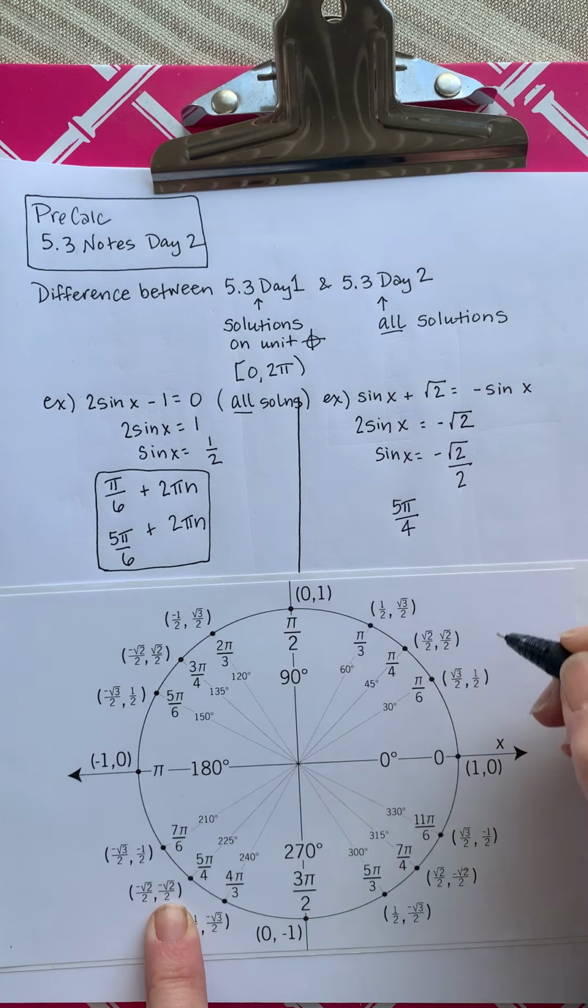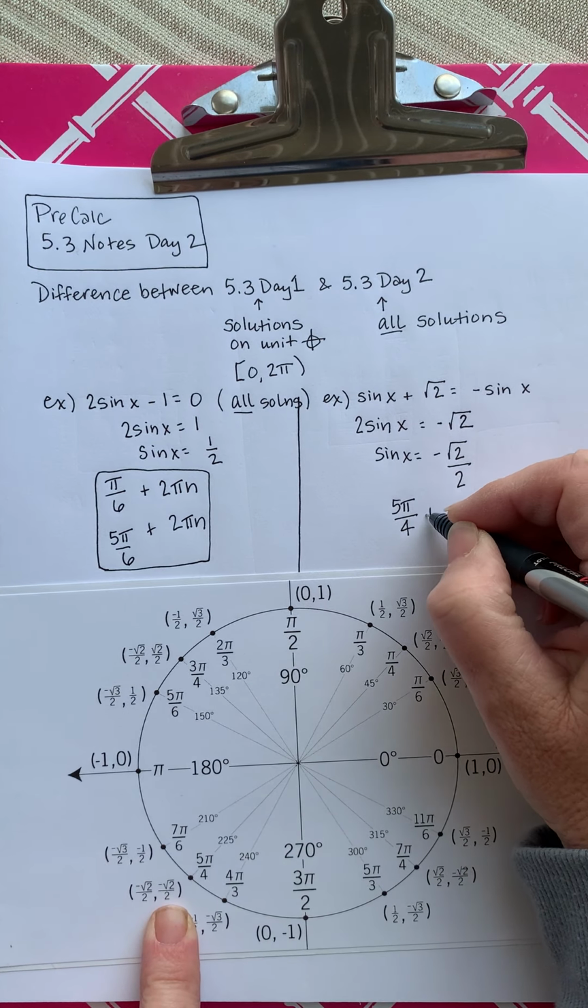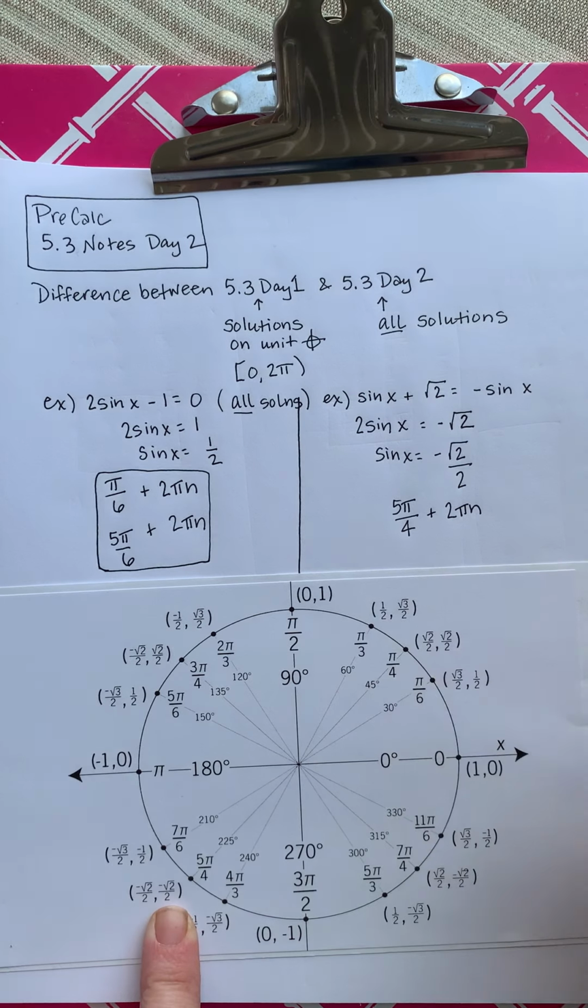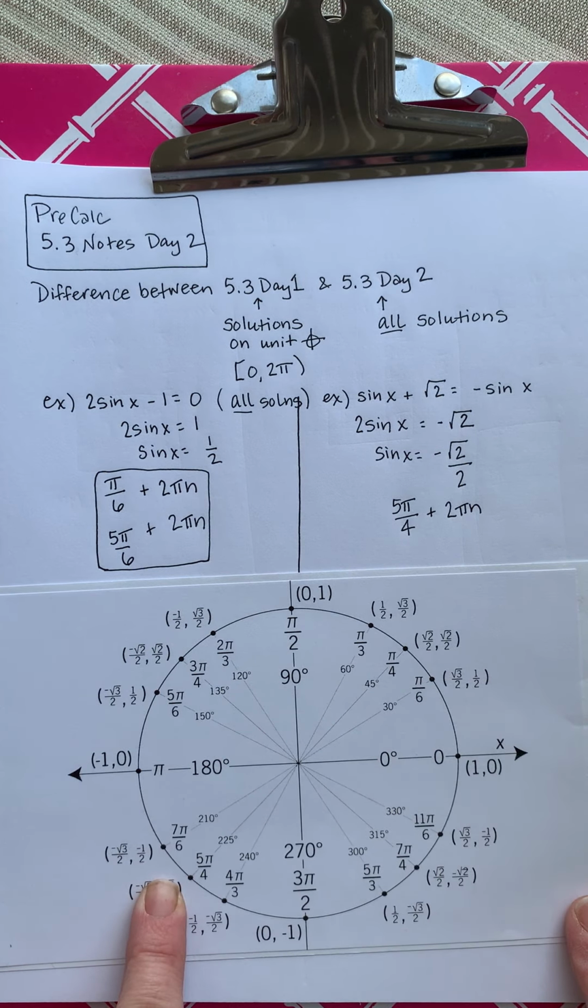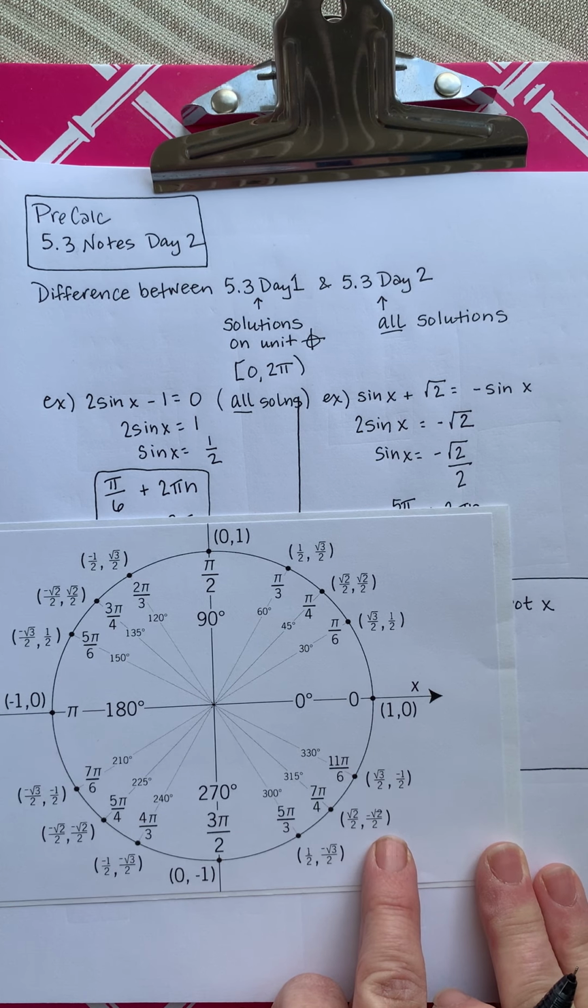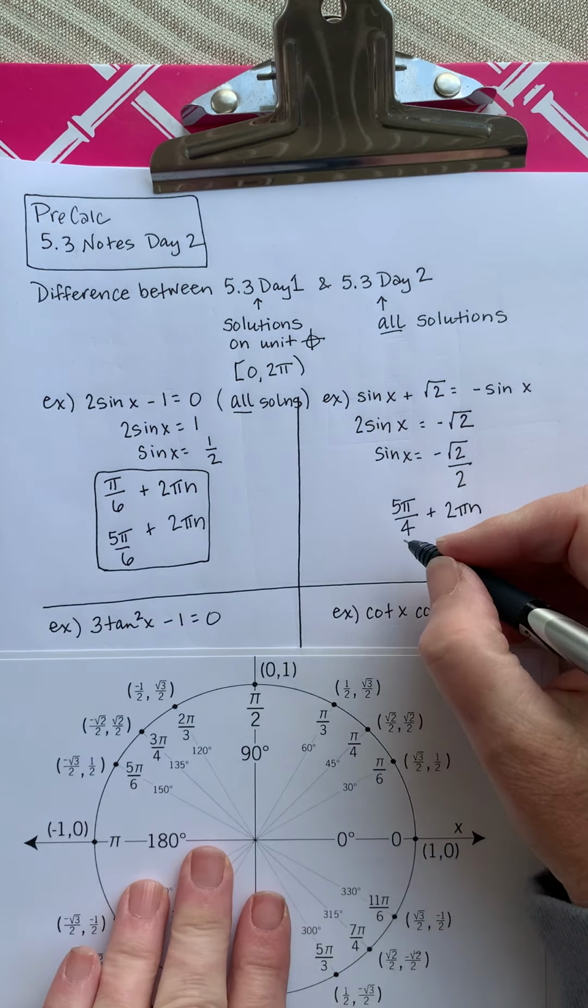5 pi over 4. Okay, but I'm not going to just write that. I'm going to say plus 2 pi n, because it could be this answer or this answer or this answer. And then my other negative square root of 2 over 2 is right here at 7 pi over 4.